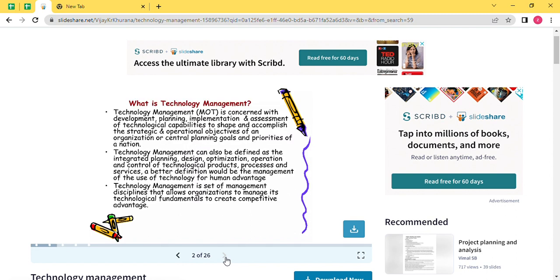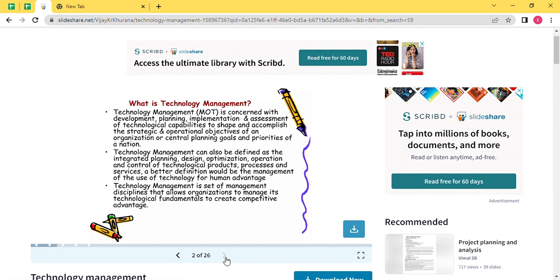What is technology management? Technology management (MOT) is concerned with development, planning, implementation, and assessment of technological capabilities to shape and accomplish the strategic and operational objectives of an organization or central planning goals and priorities of a nation. Technology management can also be defined as the integrated planning, design, optimization, operation and control of the technological products, process and service.